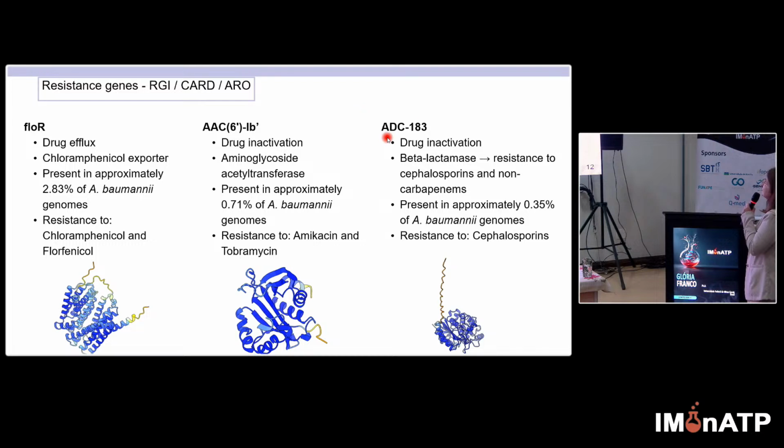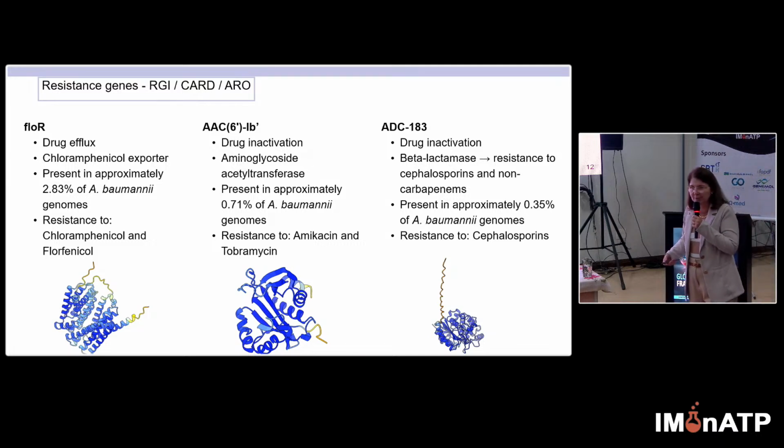And the third one is ADC-183, which is drug inactivation, also a beta-lactamase, resistant to cephalosporin, and present in only 0.35% of all Acinetobacter baumannii genomes. That's very interesting, it is a very, very rare bacteria we were working with.